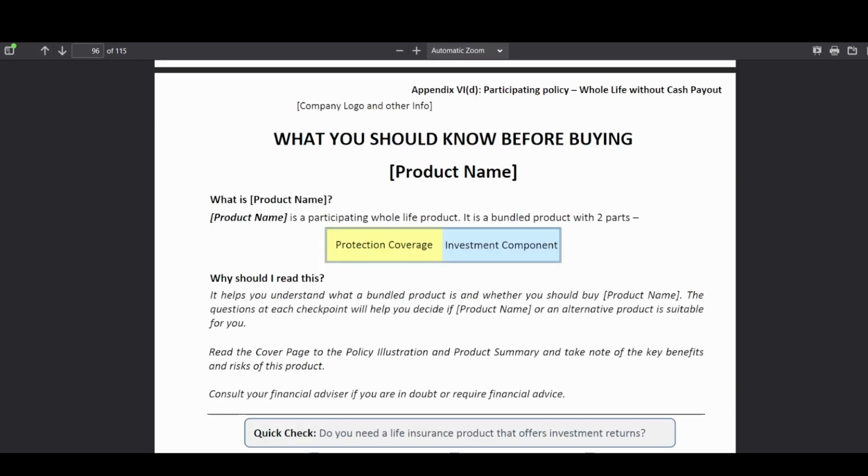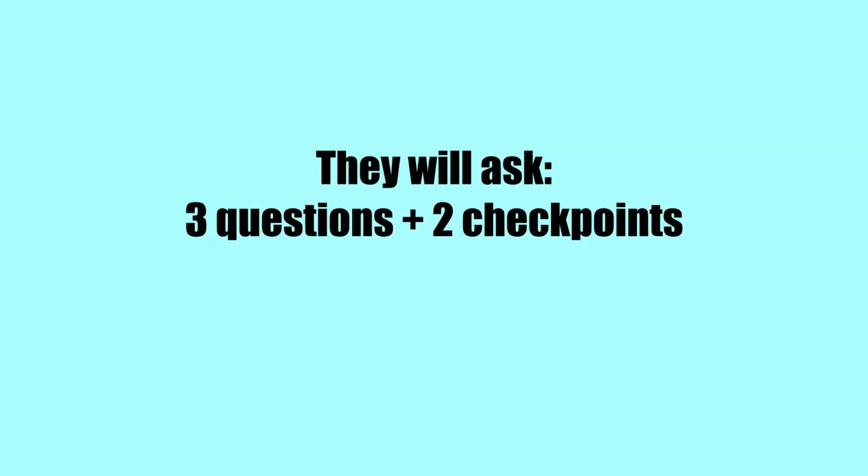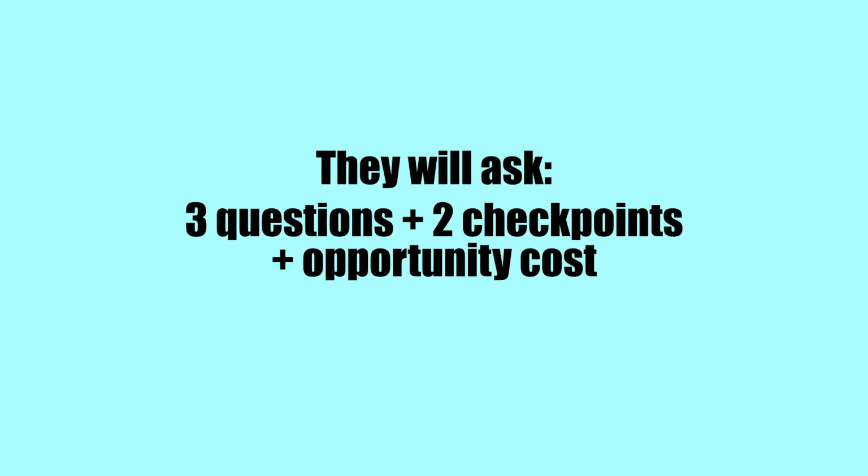So this bundle product disclosure will basically tell you what this product is and what its components are and what you should know before you purchase a whole life policy. And just a quick summary, this whole document basically will ask you 3 questions and go through 2 checkpoints and also show you some of the opportunity costs involved in purchasing a whole life policy. So before we hit the first checkpoint, this document actually will ask you 3 questions.